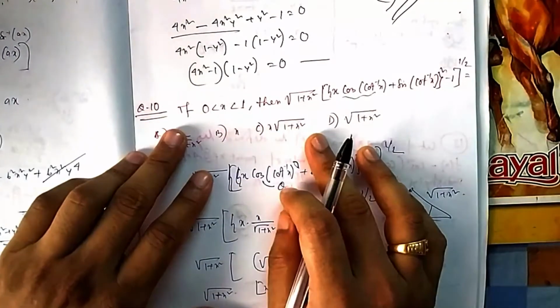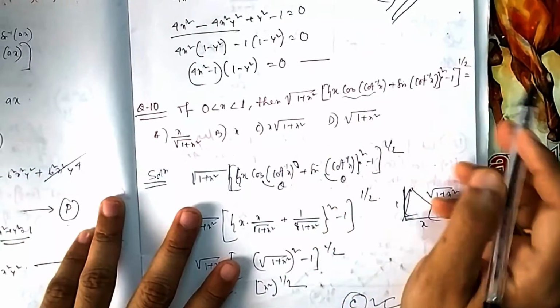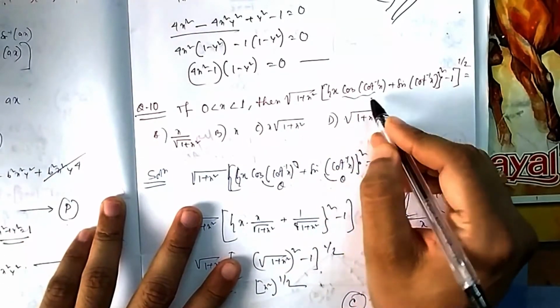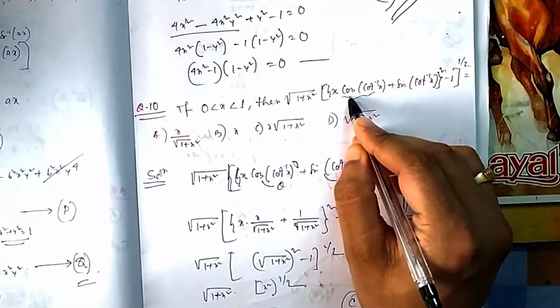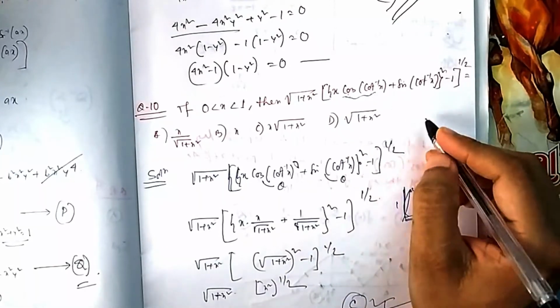Now if you come to question 10, if X is between these two, then they are asking you something. Okay, let me do it one by one. First you change this cot inverse to cos, so that cos inverse can go out. I think you can easily do it.